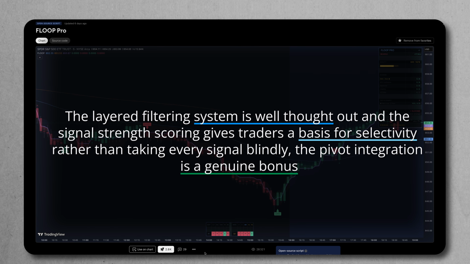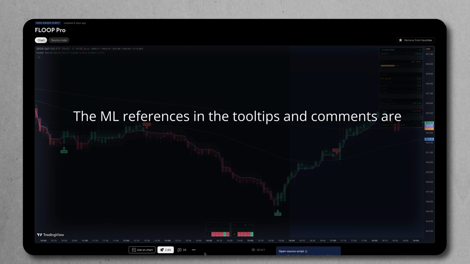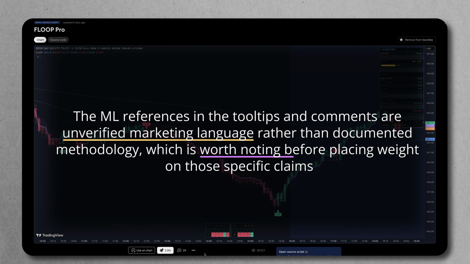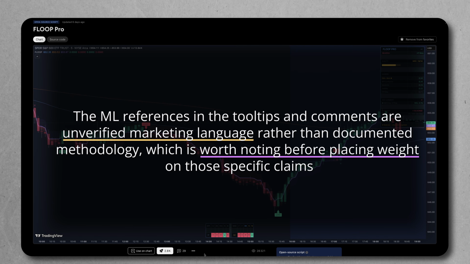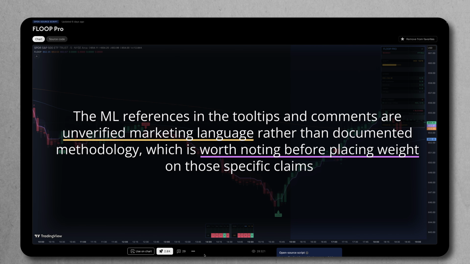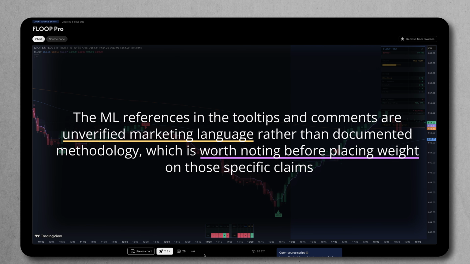The pivot integration is a genuine bonus. The ML references in the tooltips and comments are unverified marketing language rather than documented methodology, which is worth noting before placing weight on those specific claims.